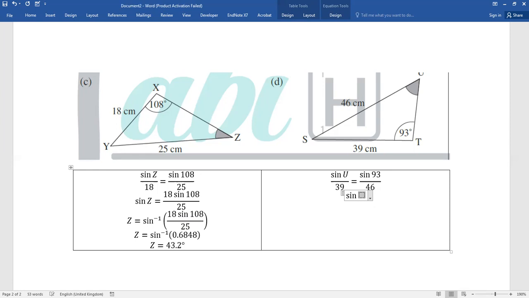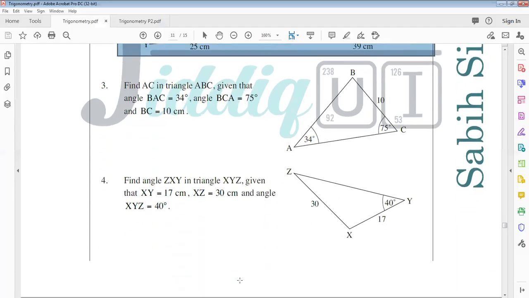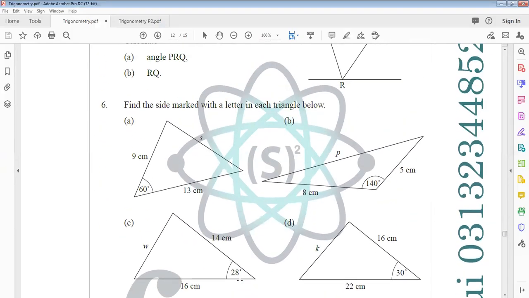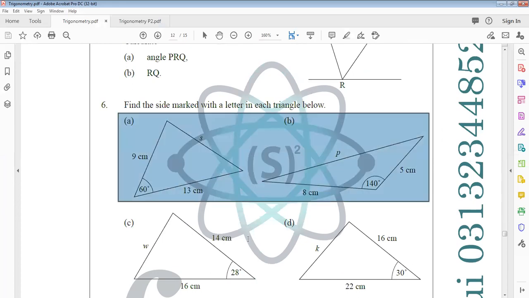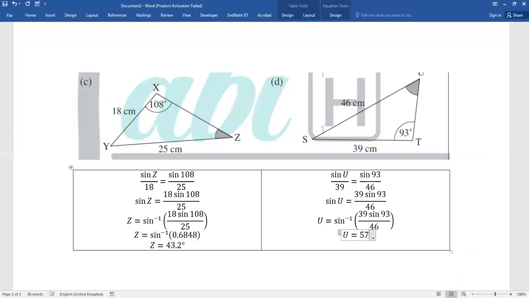No need to use the calculator right now. 39 multiplies by sine 93 upon 46. You can use this entire value as it is, or you can find its decimal value and then use it in the calculator. Both mean the same thing. Upon 46. So what is the value of u that you get? 57.9. What do you have? 57.9.